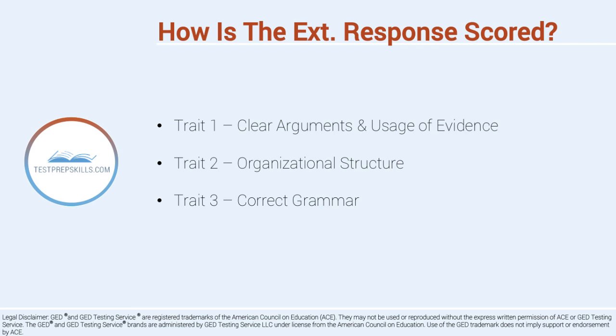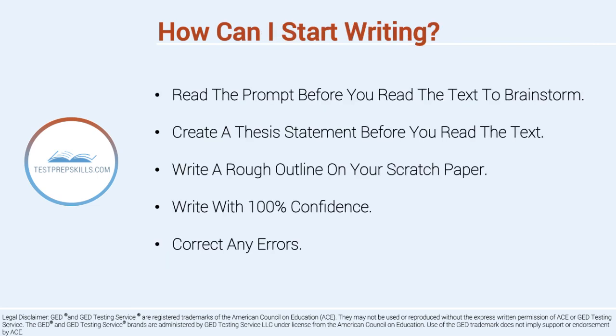Trait number 3, they want you to have correct grammar. So make sure your punctuation and your sentences look as neat as possible and as proper as possible. So how can you start writing? Again, just like the RLA extended response, you want to read the prompt before you read the text. This is going to give you some idea of what to look for and what little notes to jot down on your spare sheet of paper when you're reading through the text.